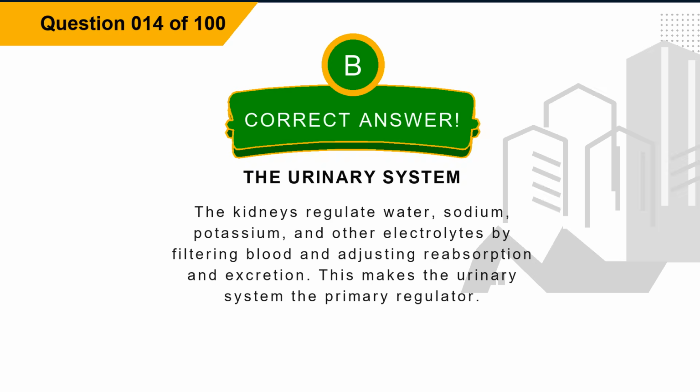The correct answer is option B, the urinary system. Explanation: the kidneys regulate water, sodium, potassium, and other electrolytes by filtering blood and adjusting reabsorption and excretion. This makes the urinary system the primary regulator.